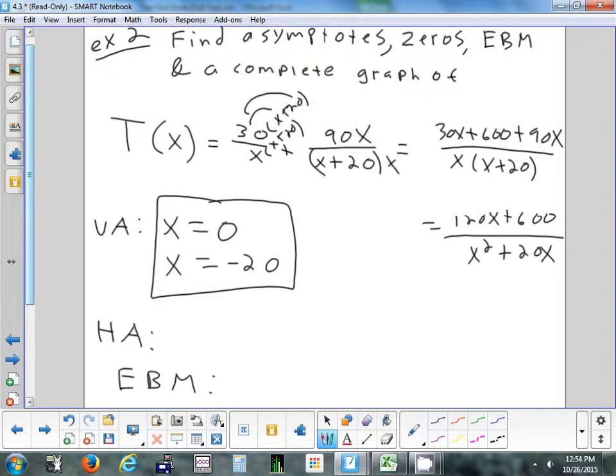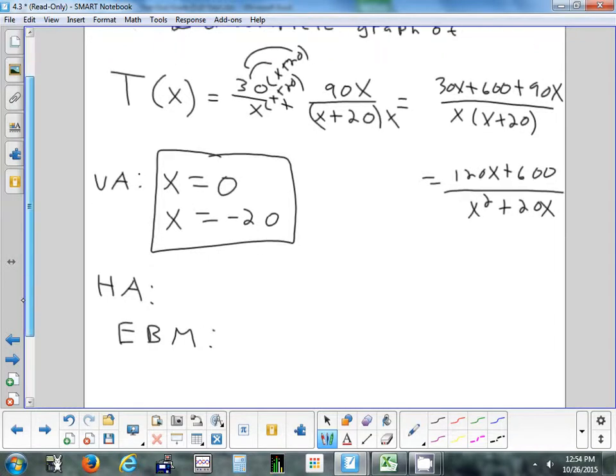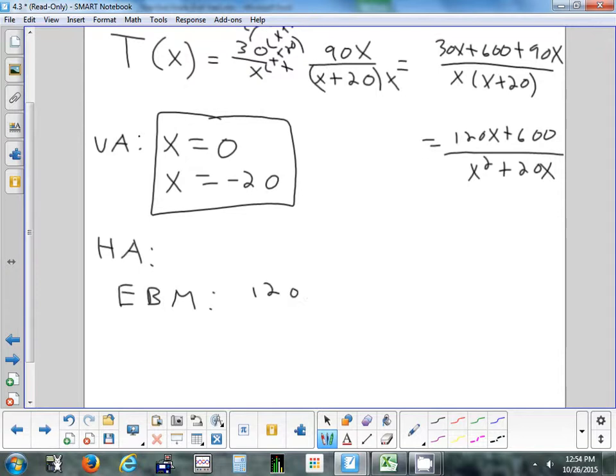Okay, Brad, what's the highest degree term in the top? 120x. Highest degree term in the bottom, Steph? X squared. Okay, reduce that. That x is gone, that x is gone. There's my end behavior model. Now let x get really, really big and tell me what that approaches. Okay. What happens as x gets really big in that fraction? We approach 0.